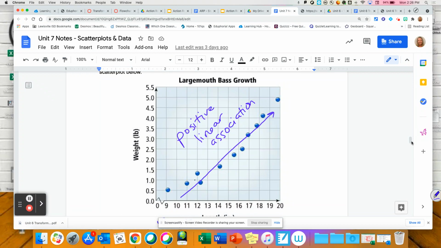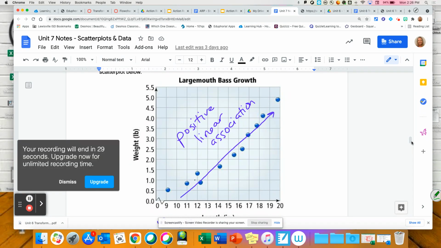So when you're drawing a trend line, which is what this arrow is that I drew through my points, you're looking to put at least half or about half of the points below and half of the points above your trend line. So as the largemouth bass increases in length, the weight increases as well.